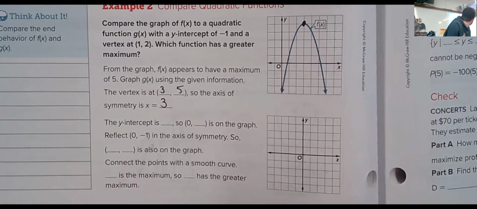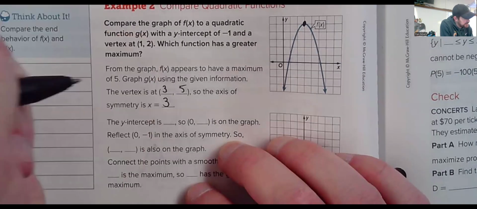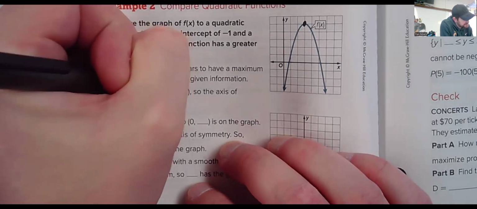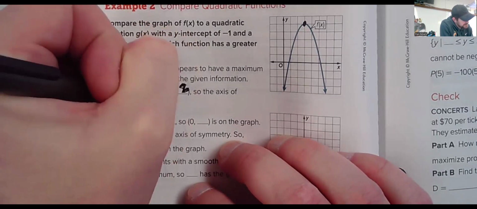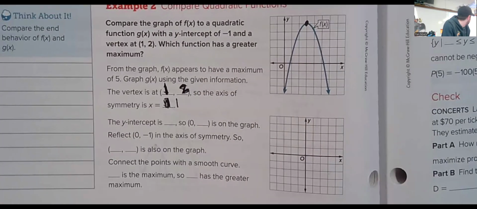Oh, hold up. No, it's talking about g of x now. Let me go back. 1, 2. Sorry about that. This is at 1. I glossed over this graph g of x situation. So everything else from here on down is about g of x.